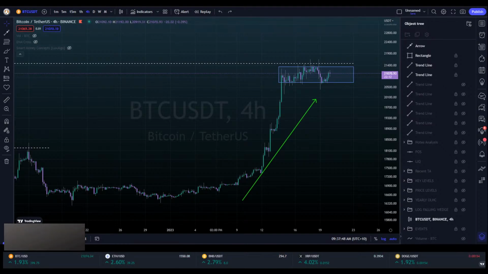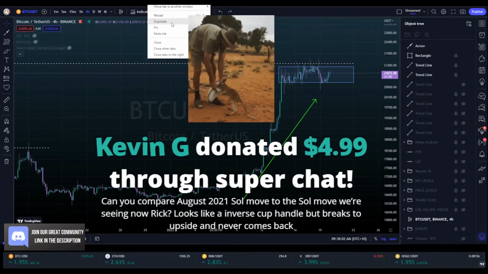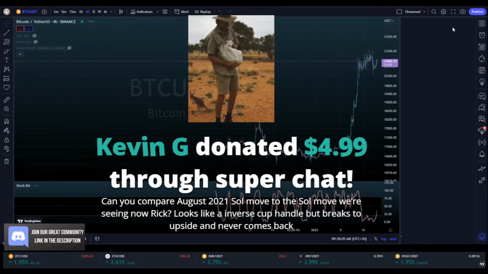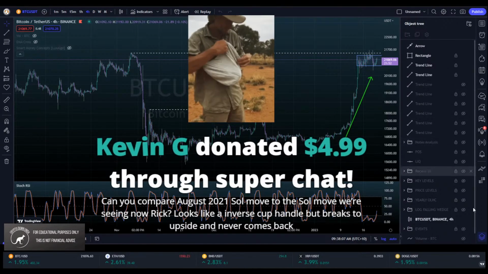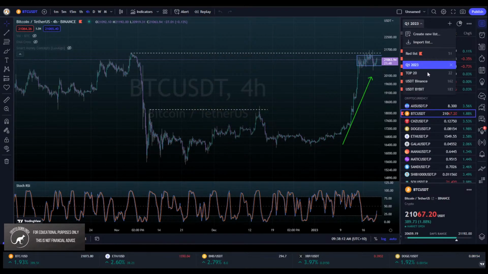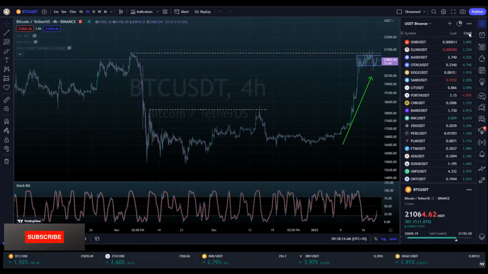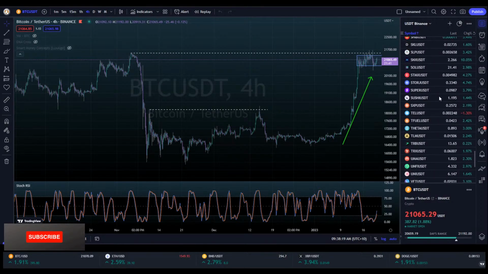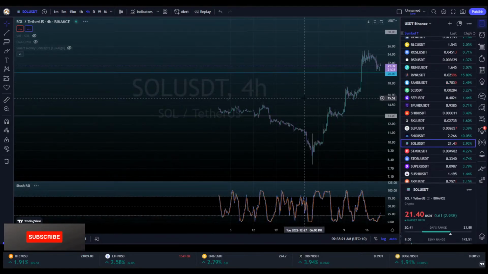Can you compare August 2021 Solana move to the Solana move we're seeing now, Rick? Looks like an inverse cup and handle, but breaks to upside and never comes back. No worries, man. I'll check it out. Let me open up a chart that has a bit more history on it too. We'll go to the watch list. I'm gonna grab the Solana chart from Binance, I think. Let's go down to the S's. Here we go, SOL.